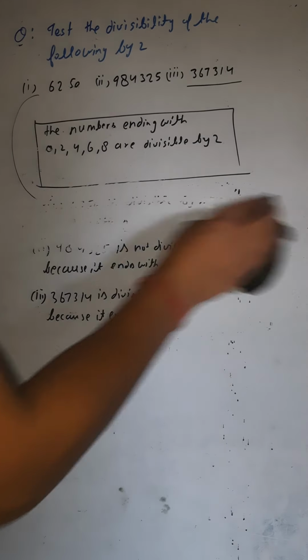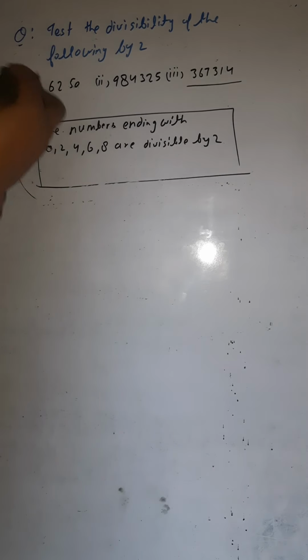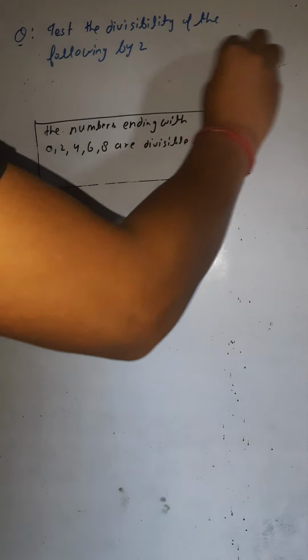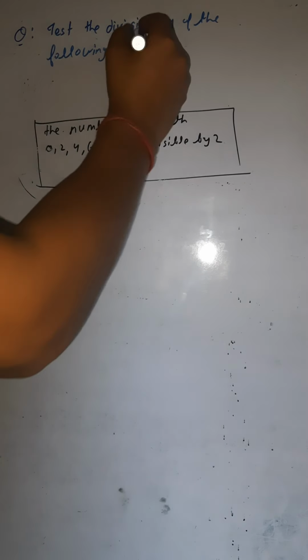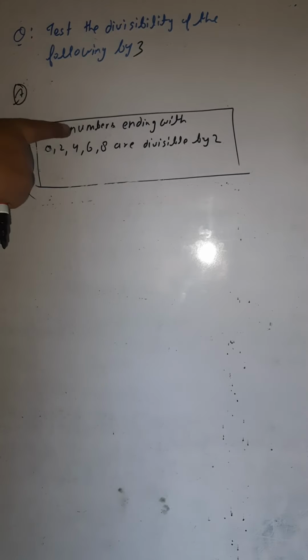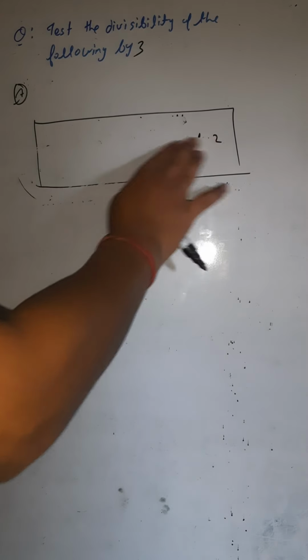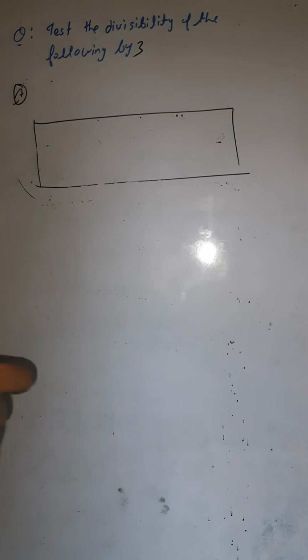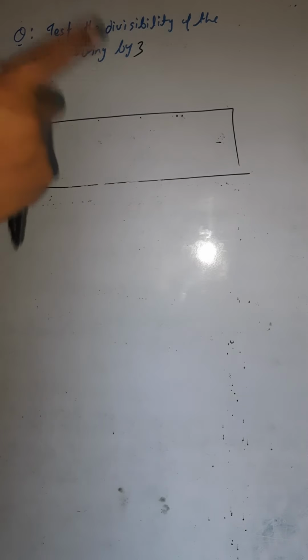Just write it down. I am going to erase this. Let's say you have to test the divisibility by 3. I am changing the question. Test the divisibility by 3. Do you have any idea which numbers would be divisible by 3? Now if you see, remember, if the sum of the digits of a number is divisible by 3, then the given number would be divisible by 3.